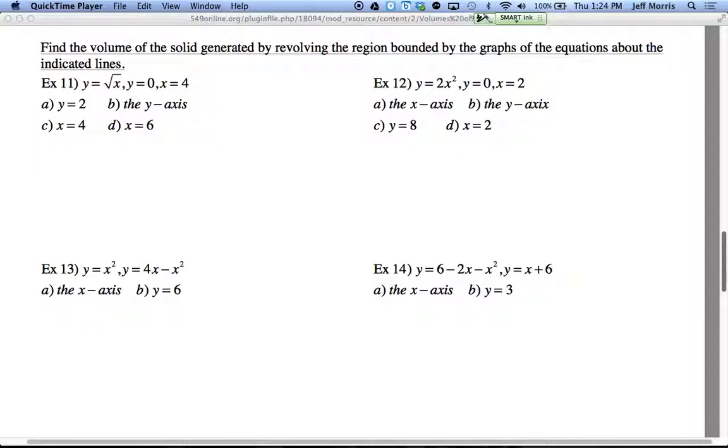So we have the graphs of these equations about the indicated lines. So there's a part A, B, C, and D for each one of these. Okay? Same thing for number 12, and same thing for 13. 13 and 14 just have an A and B. So I'm going to zoom in a little bit, and I'll do all of example 11, and then I'll come back and do example 12. So here we go.